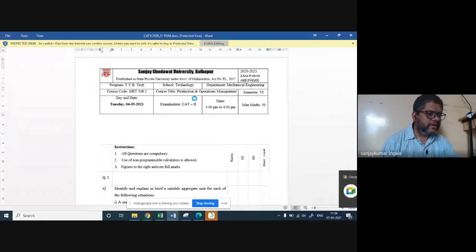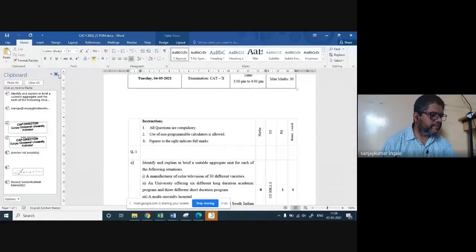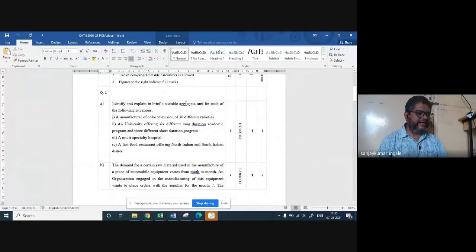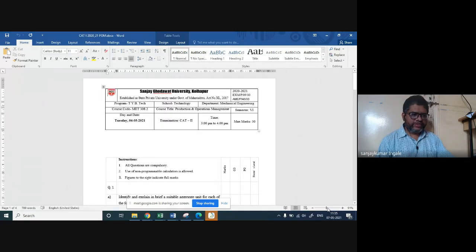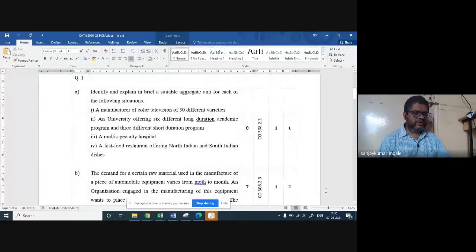Okay. Now, the first question was about this: identify an aggregate unit for each of the following situations. Can you tell me what answer you have given? Any one of you? It was a simple question.